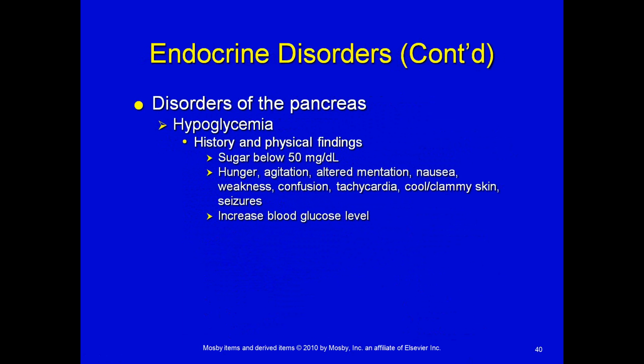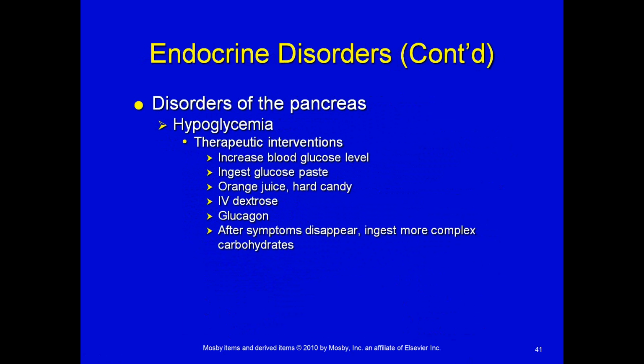The goal in managing hypoglycemia is to increase the blood glucose level. And in increasing the blood glucose level, there's a variety of things that are available to us. They could ingest a glucose paste. They could drink some orange juice or some hard candy. There's also certainly glucose tablets that a person can buy as well, with each one containing about 4 grams of sugar. So if they eat 3 or 4 of those tablets during a low blood glucose, they would be able to raise their sugar significantly.